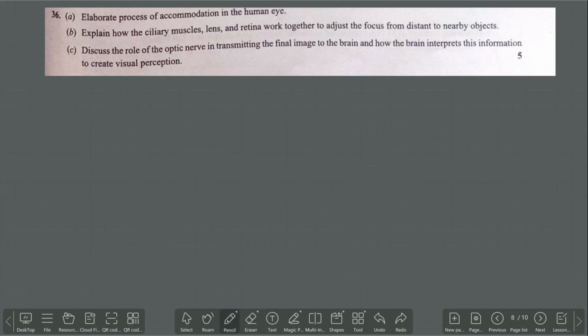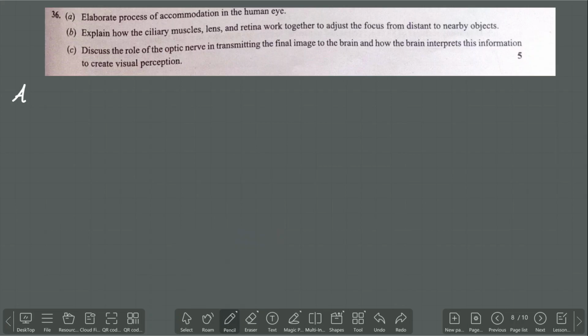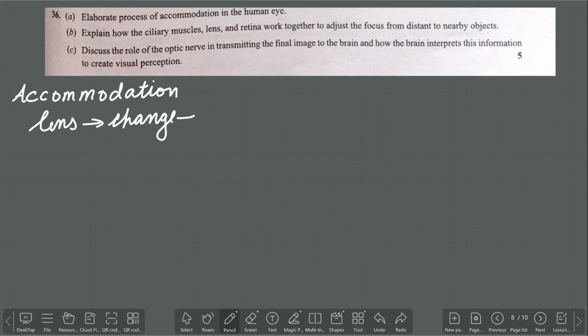So, to elaborate the process of accommodation in our human eye. Accommodation is nothing but called the power of accommodation. We are just going to say about the process which is taking place over there. So what is meant by accommodation? The ability of our lens to change its focal length by itself is called power of accommodation, and this is done by the ciliary muscles.